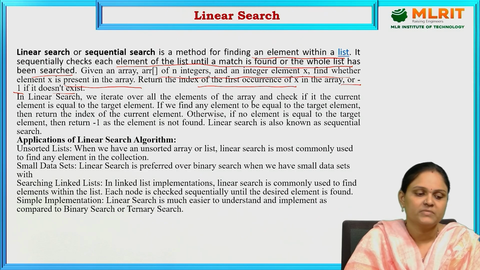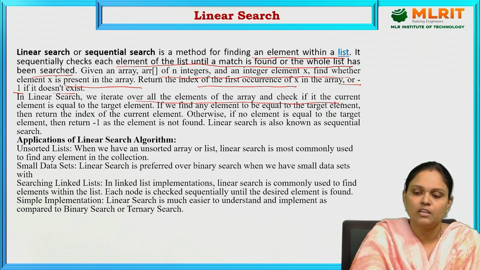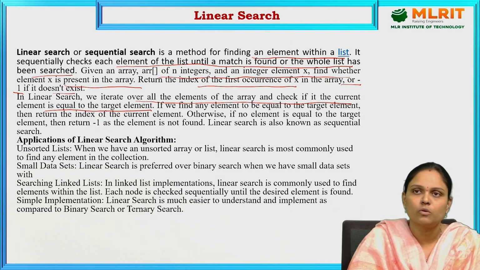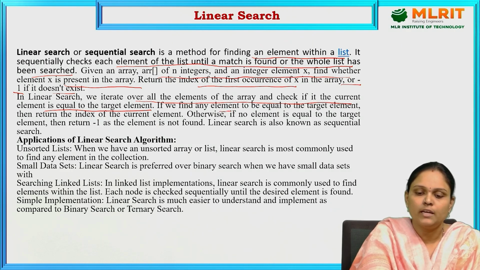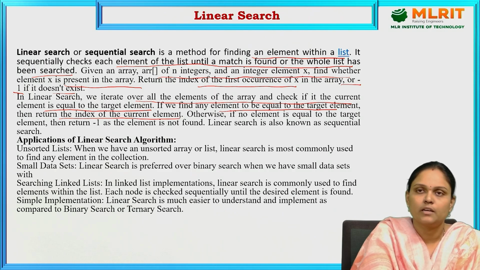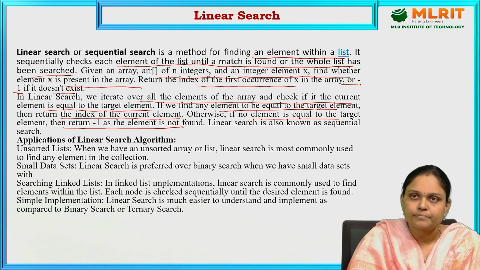In linear search, we iterate over all elements of the array and check if the current element is equal to the target element or not. If you find any element equal to the target element, then return the index of the current element. Otherwise, if no element is equal to the target element, then -1 is returned as the element is not found. So linear search is also known as a sequential search.